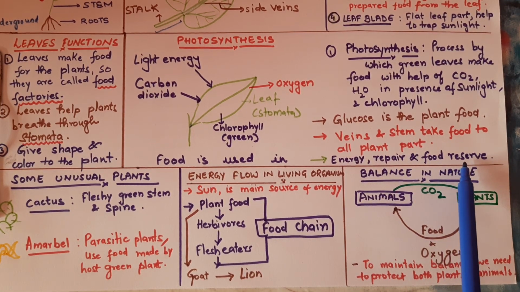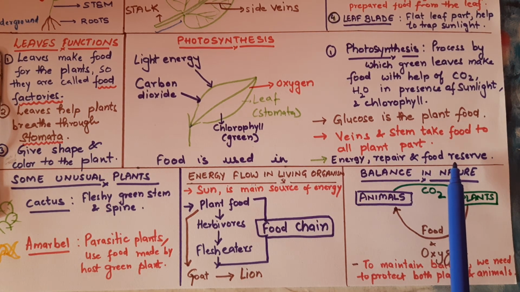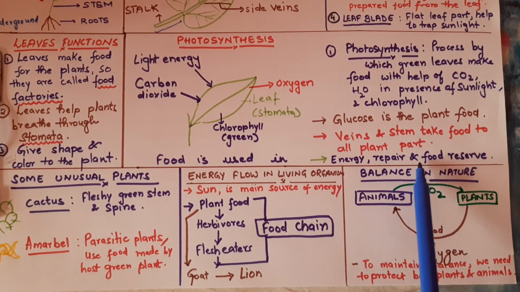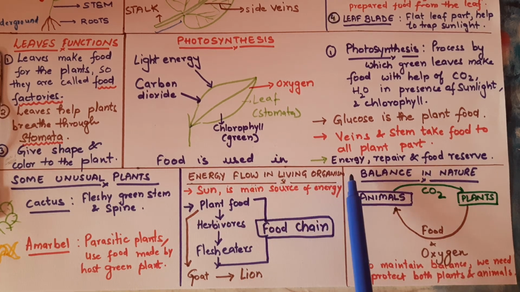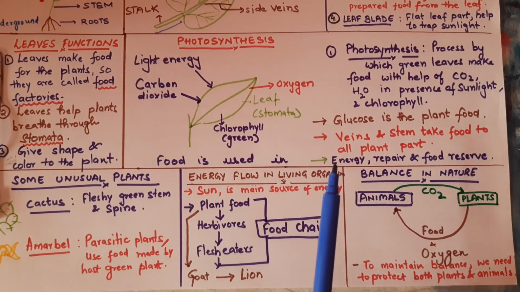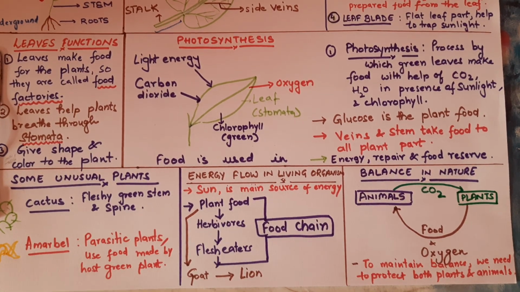And food reserve: sometimes there is an adverse condition for the plant, suppose there is less water, then the plant will not immediately die, right? Why? Because it already has some stored food. So the food is used for energy, repair and food reserve. I hope it is clear to you.